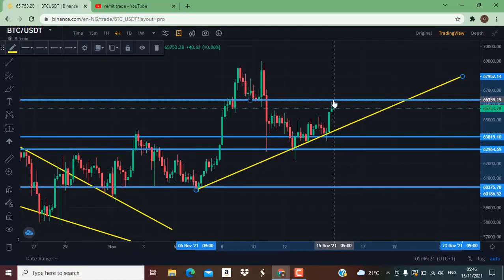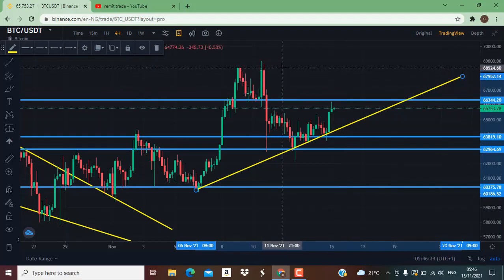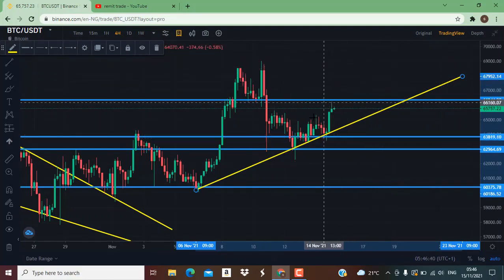If it breaks off this level right here, that means we're going to see this very point at this level. This price level of $68,000 will hold the price of Bitcoin and send it back down again before we see the next move in the market. So right now, that's what I'm expecting on Bitcoin.